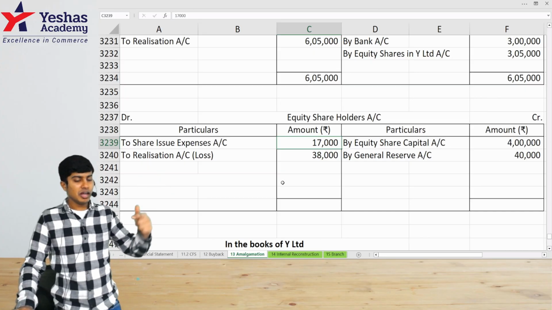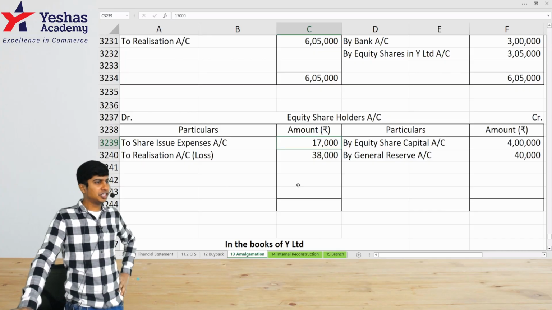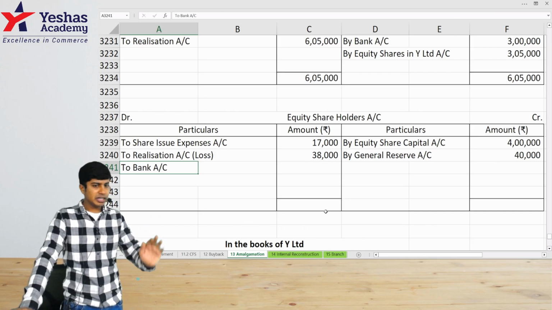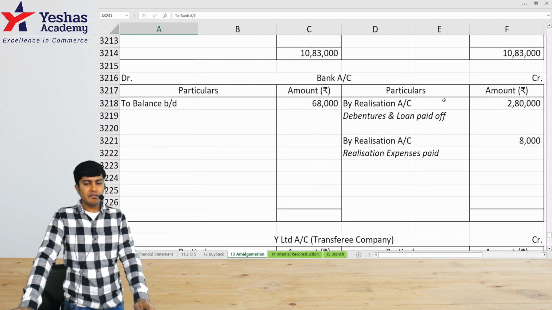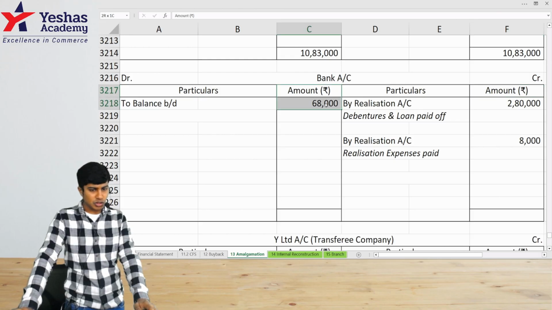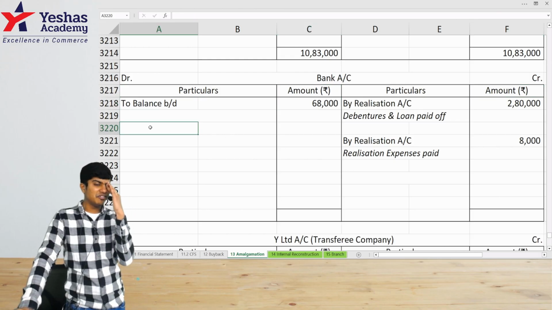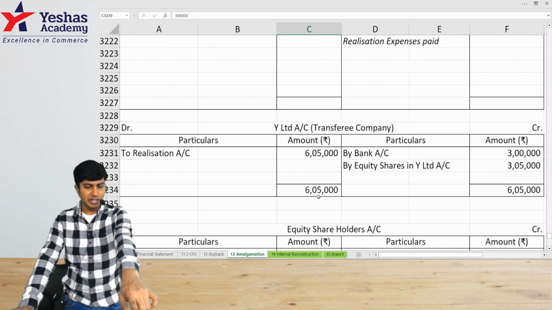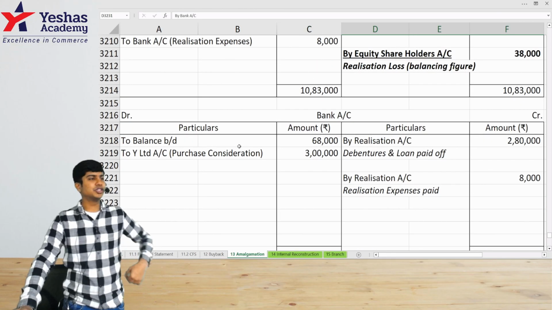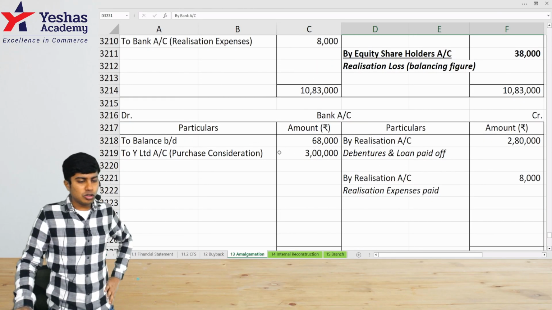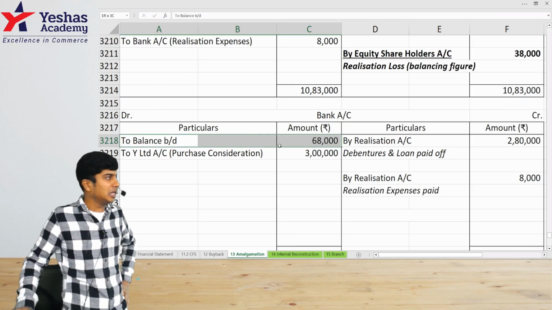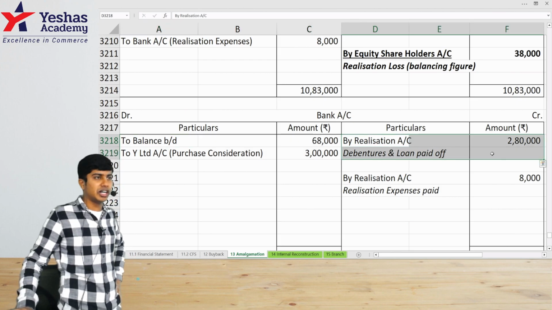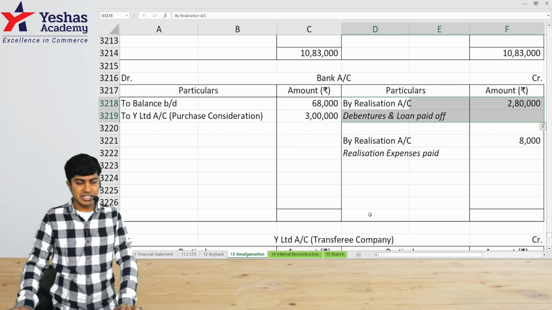Did everyone get it? Now we have to pay money to our shareholders and shares. We have some cash, not 3 lakh. Come to bank account. We had 2 lakh, we had 68,000 with us. We received PC. I forgot to write here. We received 3 lakh rupees from Y Limited. In Y Limited, I wrote here by bank. In bank, I should have written. Sorry, I forgot. Out of the 68,000 that I had in the beginning plus the 3 lakh I got, I've paid 2 lakh 80,000 to my debenture and loan and 8,000 towards realization expenses.